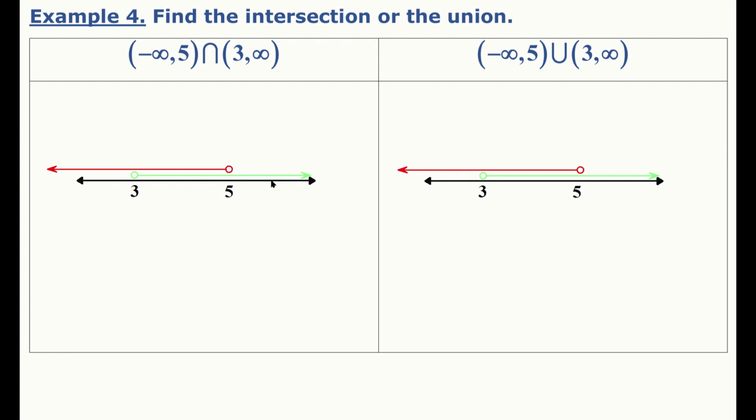So we know that the answer here is going to be the open interval from 3 to 5. And it is open because neither of those two endpoints are going to be included, because neither of them is in both sets. And that's the only way either one would be included.